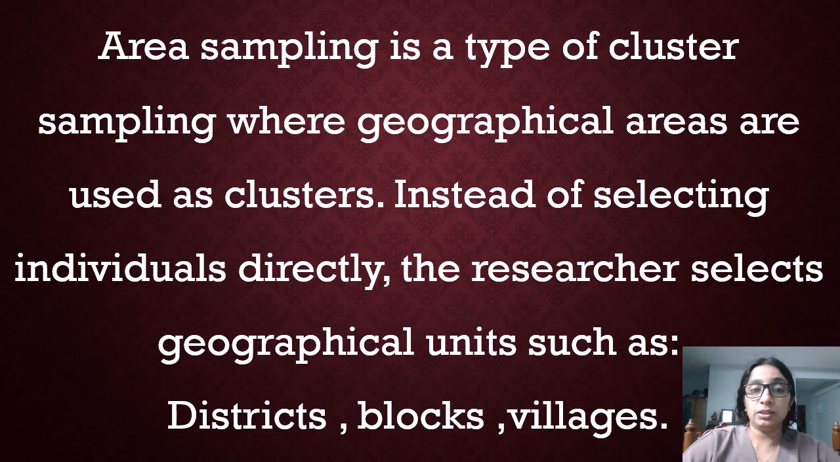There is also another method of sampling in cluster sampling, such as area sampling. Area sampling is a type of cluster sampling where geographical areas are used as clusters. Instead of selecting individuals directly, the researchers select geographical units such as villages, districts, blocks, or states, etc. as a group. So by area-wise dividing the population, we call it as area sampling.